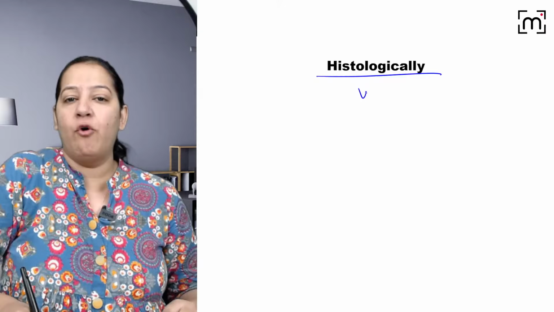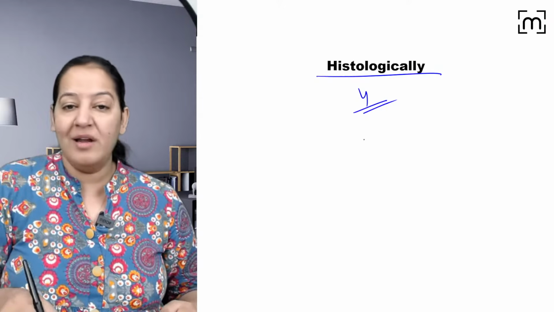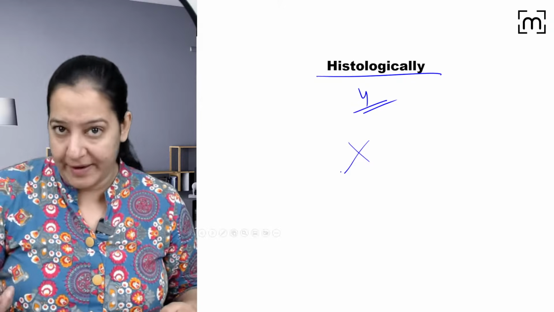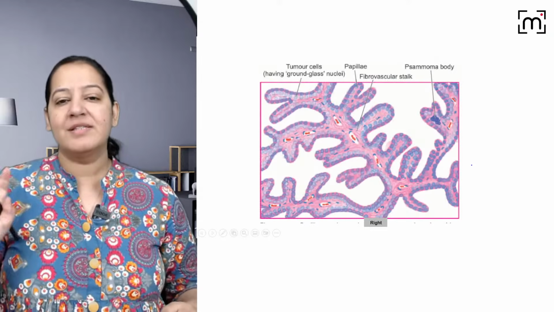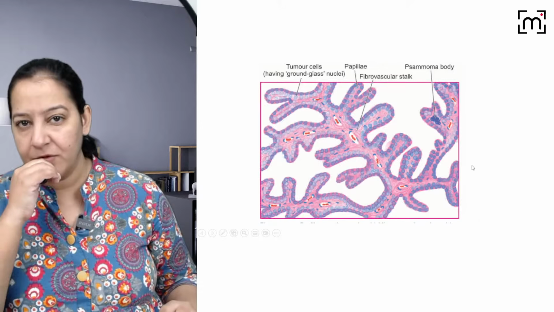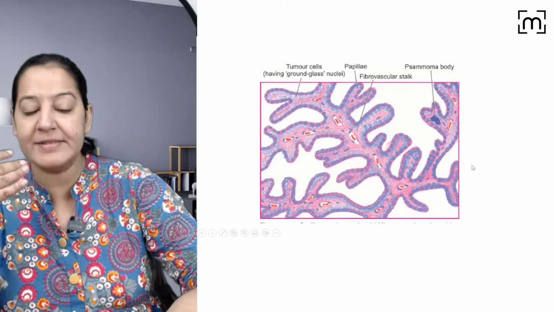Coming on to microscopically. Okay, microscopically 4 points, one by one. Don't learn microscopy. Try to draw it. Microscopy has to be drawn. So draw the microscopy, right? This is the diagram. Can you see the diagram? What can you see in the diagram? Can you help me in description?